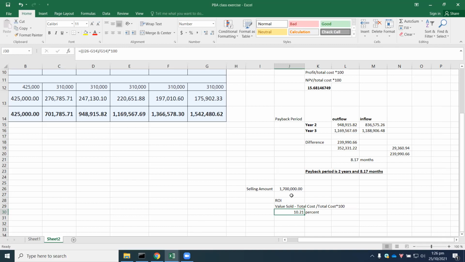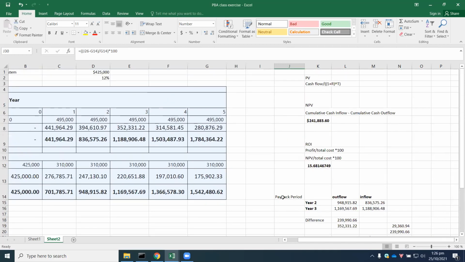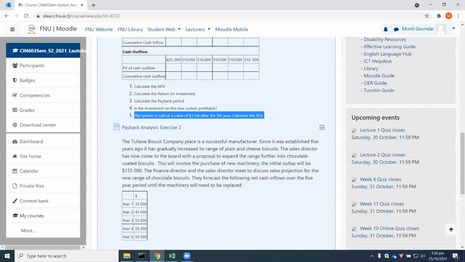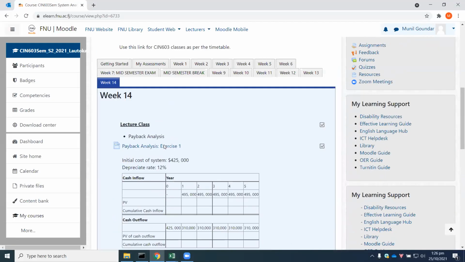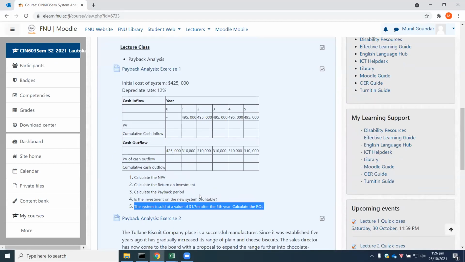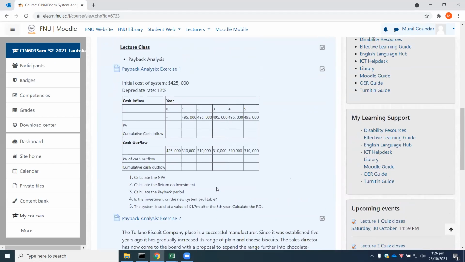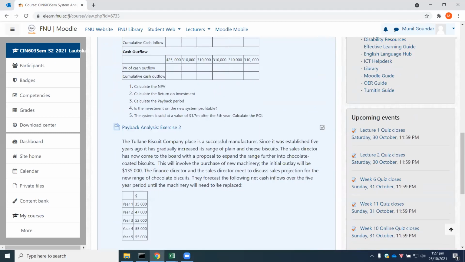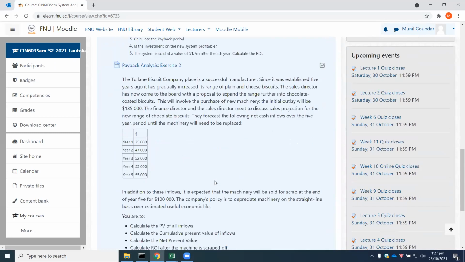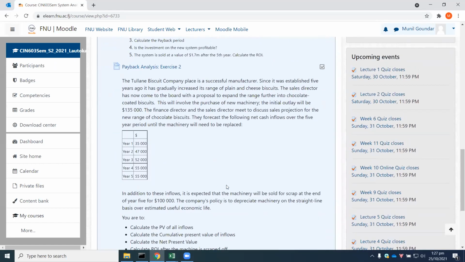Well, okay, everyone. Now, any questions in regards to this exercise? We have completed exercise 1 from our week 14 section of the model show. Let's get on with exercise 2. Exercise 2 is in the form of a case study. So let's read this.